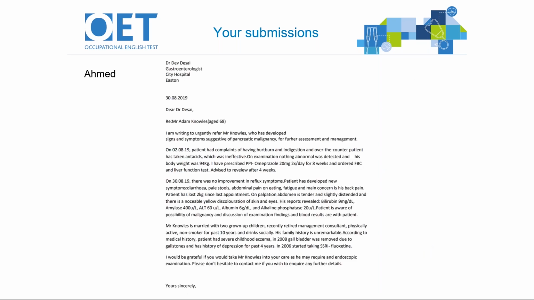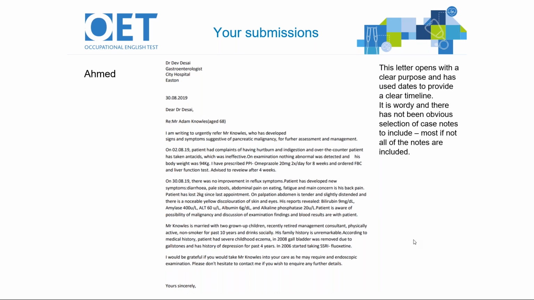The second letter comes from Ahmed, and this letter opens with a clear purpose, and dates have been used to provide a clear timeline. But it is quite a wordy letter, and there hasn't been obvious selection of the case notes to include. In fact, most, if not all, of the case notes have been included in the letter, right down to the sort of history of depression, the childhood eczema, and so forth. And that information is considered unnecessary to the reader and would affect the score for conciseness and clarity.